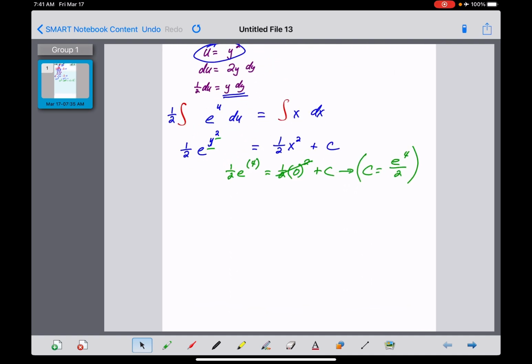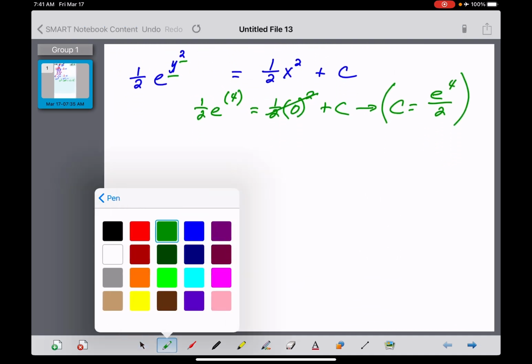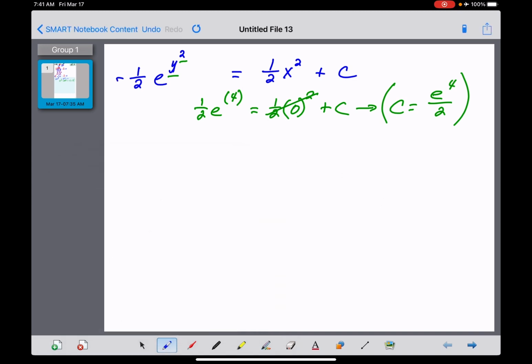We have solved for c. So now let me go back to where I was just a moment ago. I'll switch back to blue also, and let's keep working now on taking this equation here, putting in the new c value, and solving for y. So one thing at a time. We've got 1/2 e to the y squared power is equal to 1/2 x squared, and then plus c we now know is e to the 4th over 2. Gotcha. Now let's work on solving for y.